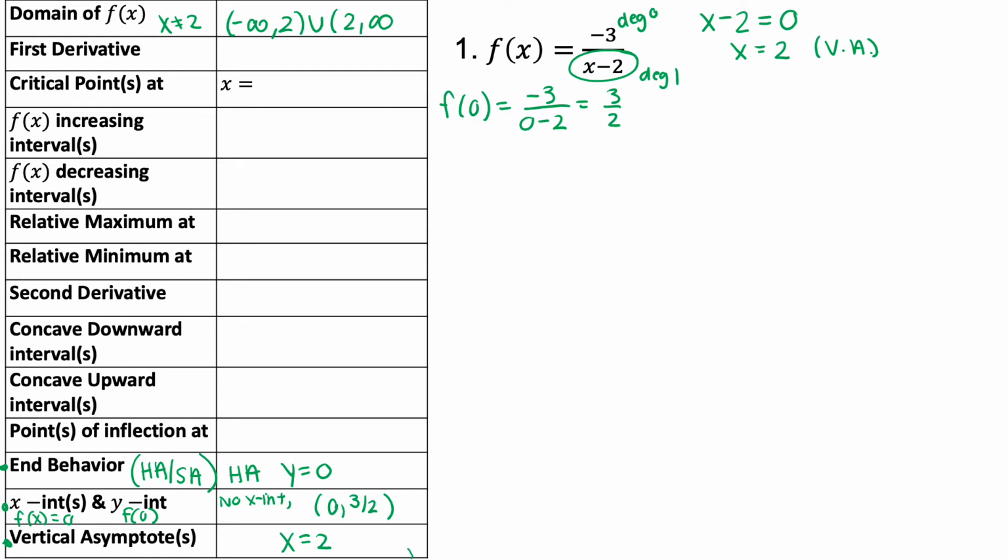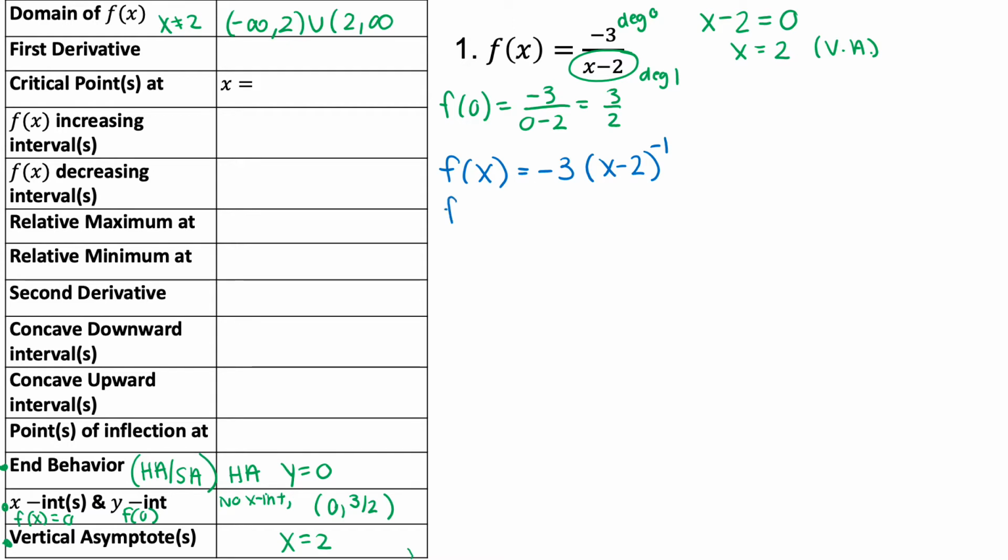That's everything that we can get from our original function f of x. So now I want to go ahead and take our first derivative. So to find f prime of x, I'm actually going to rewrite my function f of x as -3 times x minus 2 to the negative first power so that I can go ahead and just take this derivative using the chain rule.